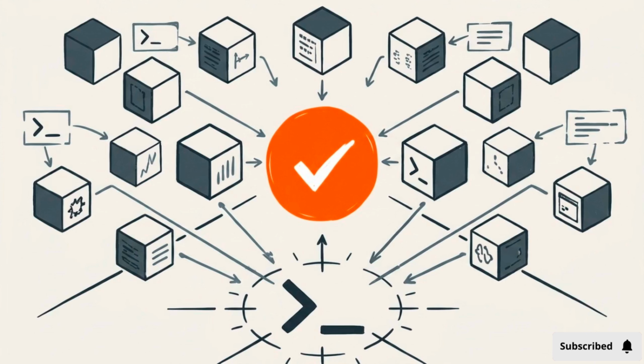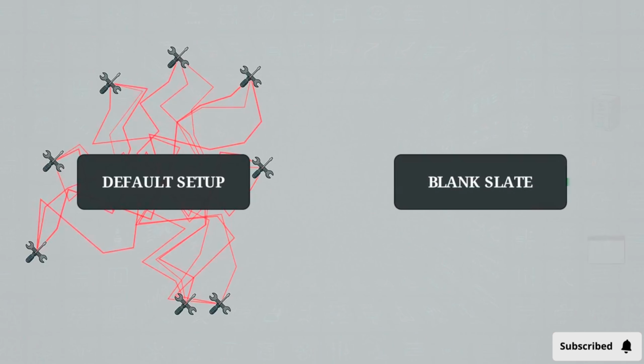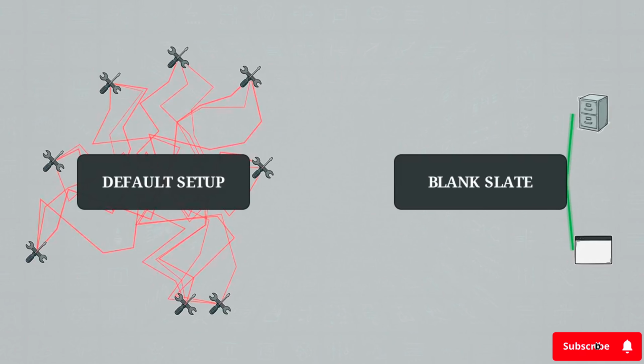We're setting up Hermes Agent version 0.17.0, and to reach that level of stability, we're going to install it using the blank slate method. This philosophy is simple. By stripping the agent down to a minimal toolkit, you eliminate the decision fatigue that causes most local AI models to fail.